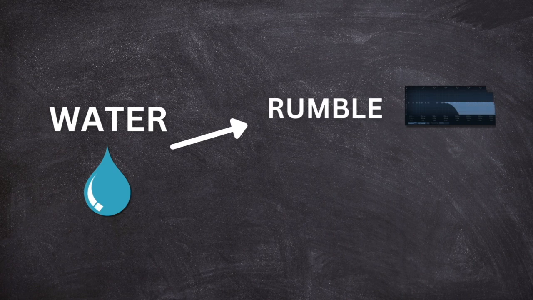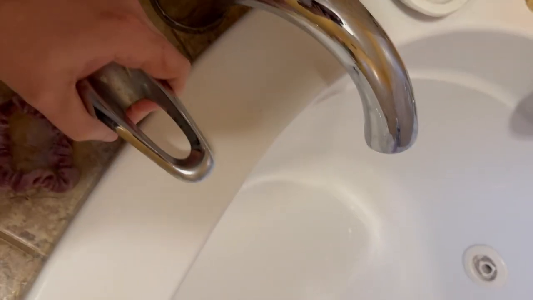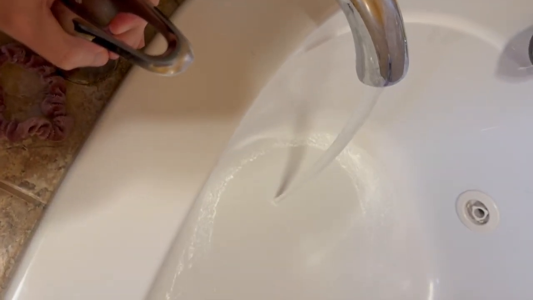Water. Just like before, let's break it up into two sounds. A low-end rumble with a high-end splash. This one might be a little self-explanatory, but fill up your tub and start splashing around. I found that dumping a cup of water was great for a nice rumble. Here's how it sounds layered.